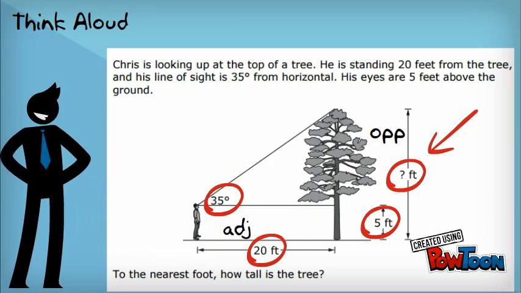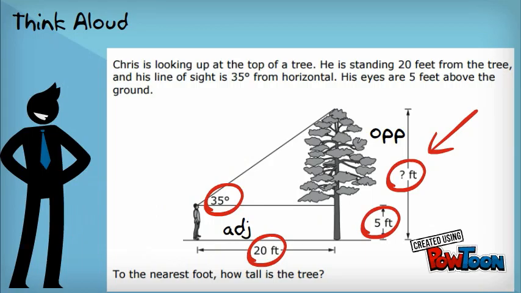I circled in red there, as you can see. He also has a line of sight of 35 degrees. We know we probably need to use that, so we're going to go ahead and make note of that as well. His eyes are 5 feet above, so that's important too. And last but not least, the last question is what we're trying to answer. To the nearest foot, so I know we're working with feet. How tall is the tree?